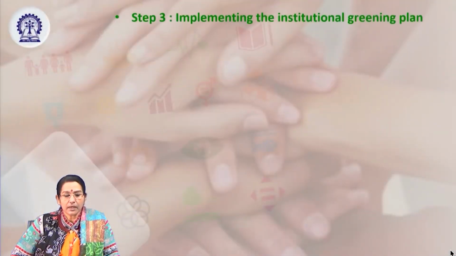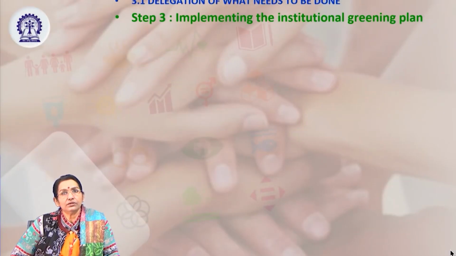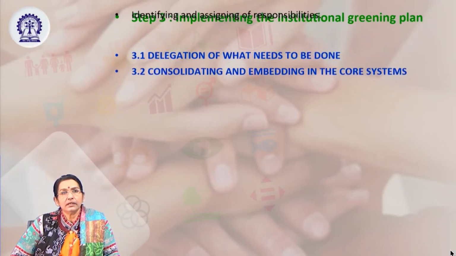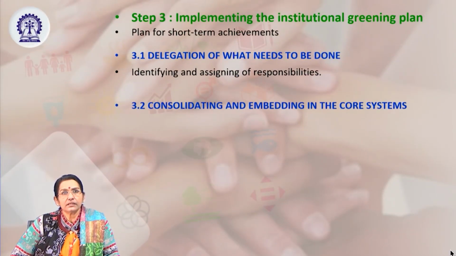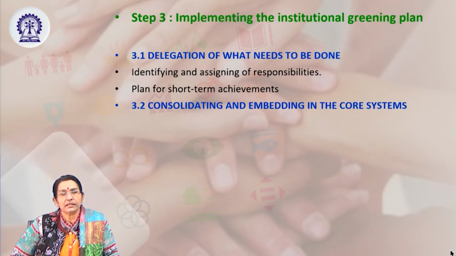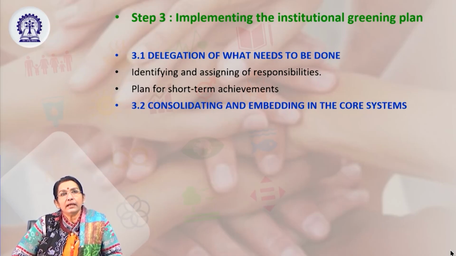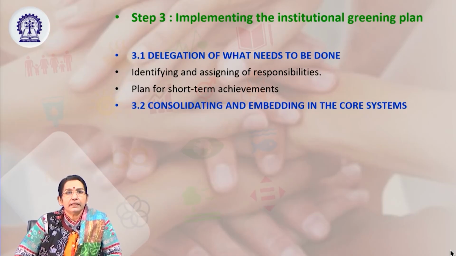The third step is implementing the institutional green plan. In the earlier discussion we already discussed how to design a plan of strategy, actions, etc. Now we go to the third step, which is to implement these things. So, how do we implement this institutional green plan in a proper way?